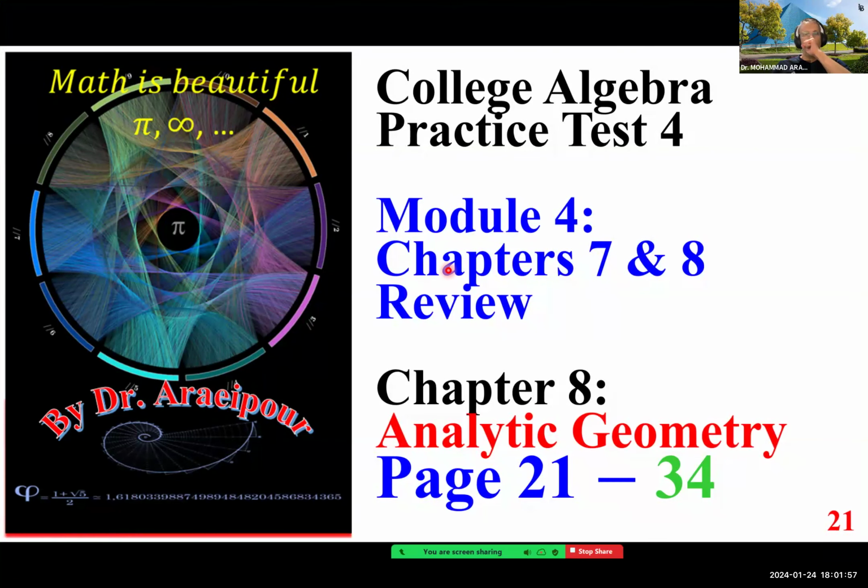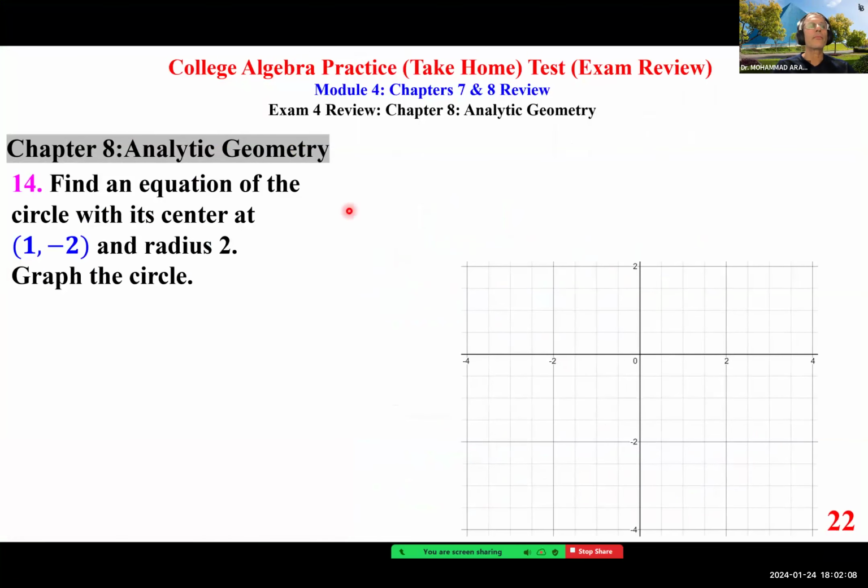Good evening, class. We are looking at practices number 4, module 4 covering chapter 7 and 8. And here's chapter 8, analytic geometry. All right, we want to find an equation of a circle with its center at (1, -2) and radius 2. We're going to graph the circle.